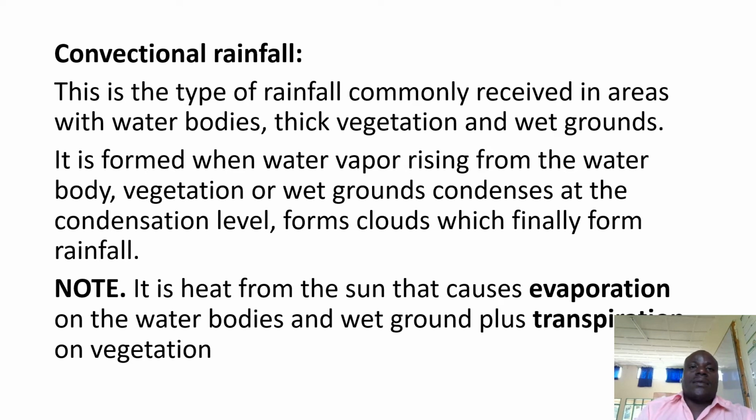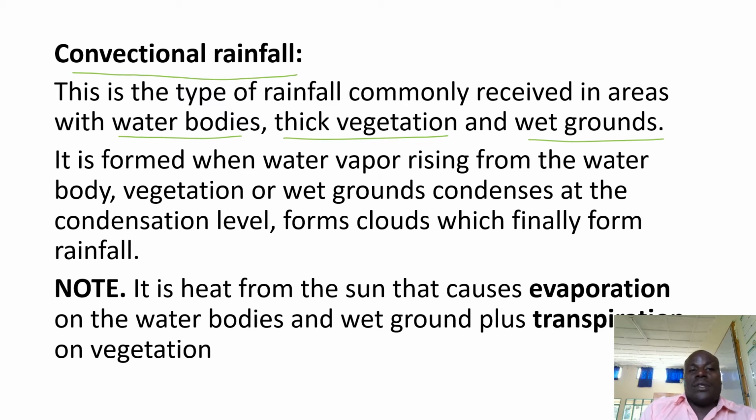Okay, class, we are still looking at types of rainfall, and this is type number 2. Number 1 was relief rainfall, and this is convectional rainfall. This is a type of rainfall commonly received in areas with water bodies, thick vegetation, and wet grounds. It is commonly received in areas with big and many water bodies, thick vegetation cover, and wet grounds.